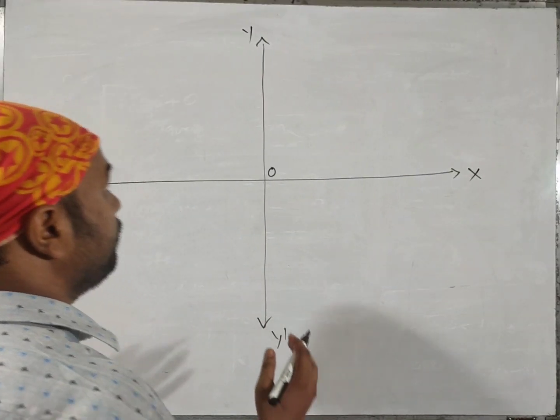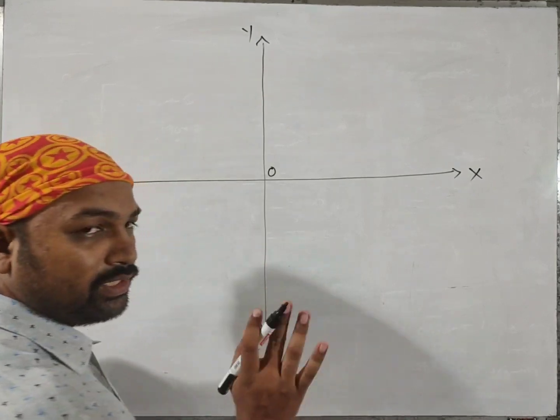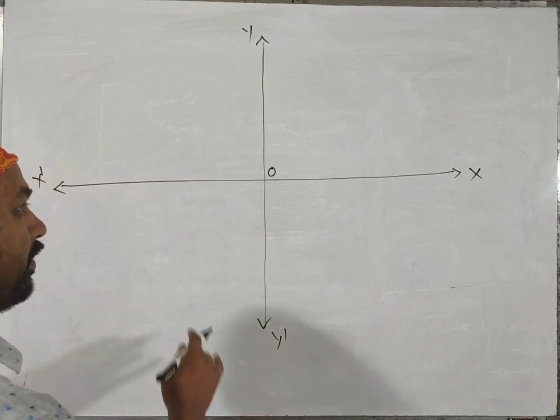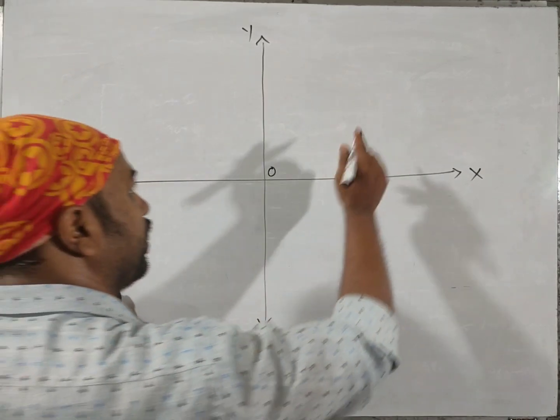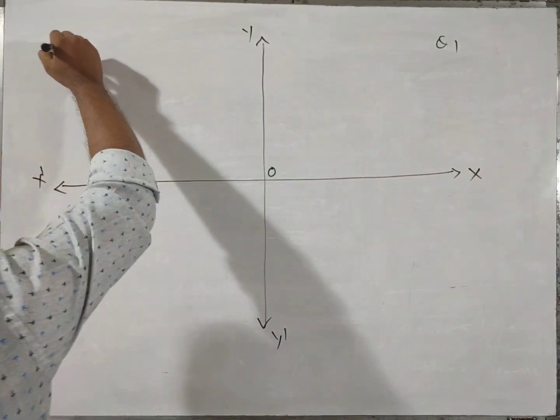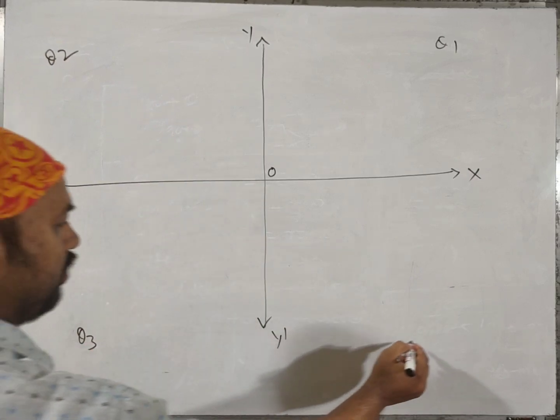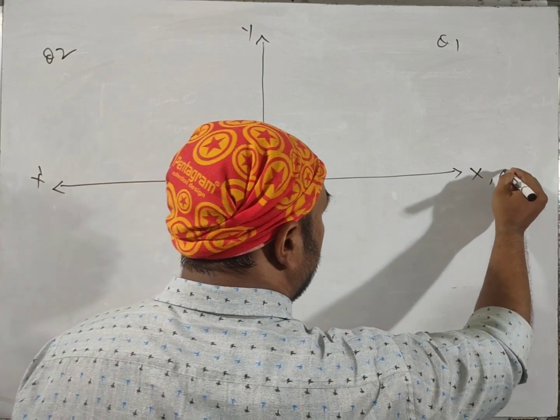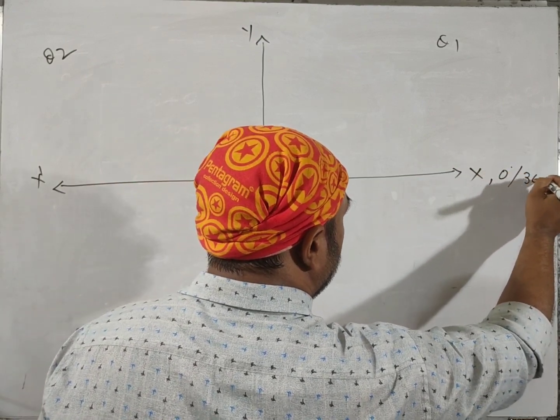Before going to the problem section, let us discuss some of the fundamentals here. The x-axis and y-axis are perpendicular to each other, and there are 4 quadrants. This is quadrant 1, quadrant 2, quadrant 3 and quadrant 4. This is the positive direction of the x-axis. It belongs to either 0 degree or 360 degree.